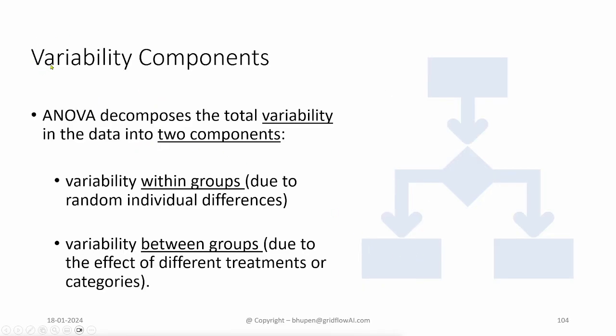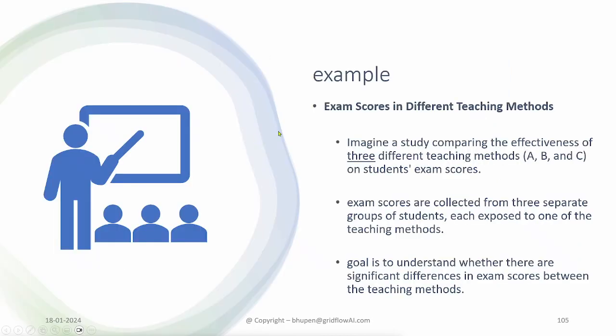So essentially, ANOVA is about variability, and it breaks the variability of data into two different types. One is variability within the group. Let's say the groups are A, B, C; it is going to compute the variability within each group, and the other one is variability across the groups. Then you're going to combine both of these metrics together to come up with the final assessment. So let's take a look at an example here: exam scores for different teaching methods.